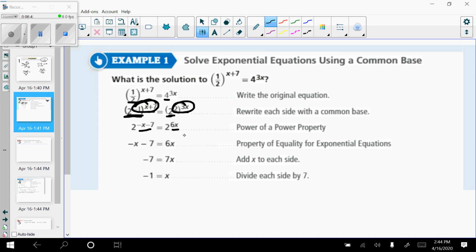And then algebra comes in. I'm going to work backwards and get the x by itself. So I'm going to add x. That's how they got 7x on this side. Divide by 7, and that's how they got negative 1.